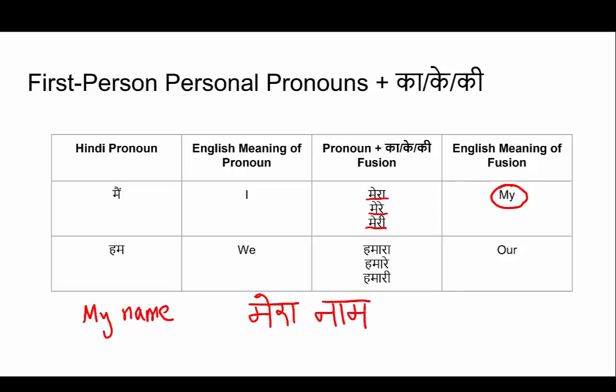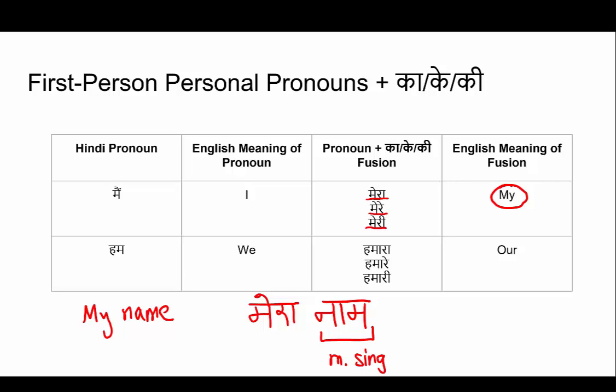Recall mera is a fusion of main plus ka, and ka is used if the noun being possessed is masculine and singular. Since naam, or name, is a masculine singular noun, we'd use mera. Remember, the postposition agrees with the noun being possessed, not the possessor. This is why everyone, regardless of whether they're male or female, will say mera naam when introducing themselves.